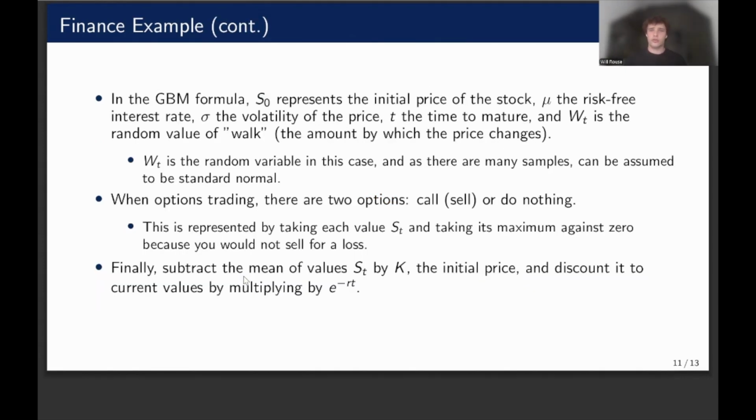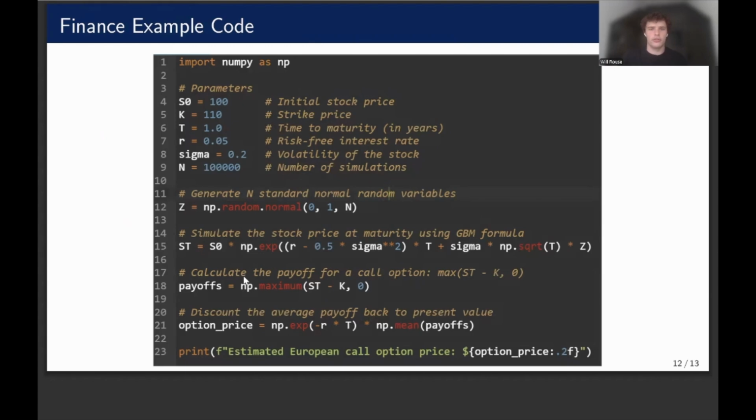With options trading, there are two options. You can either sell what you have or you can do nothing. This is represented by taking each value as S sub T and then taking its maximum against the value 0, because why would you sell if you're going to lose profit? There's no reason to. So it's going to be easiest to describe once we get into the actual code that I've written.